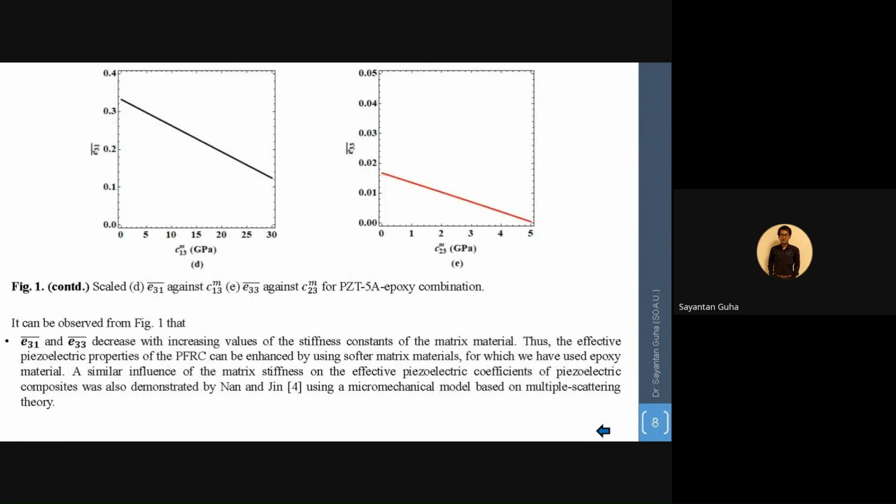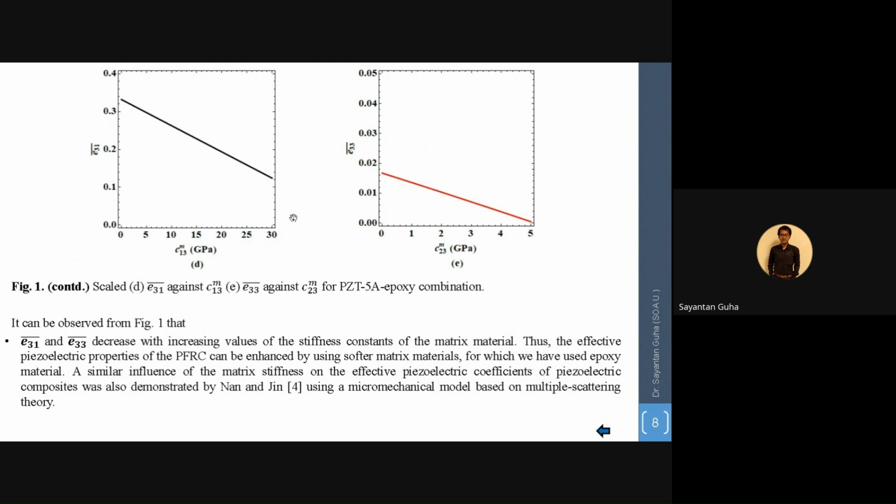Lastly, here we see why we have chosen epoxy as the matrix material. So calculations reveal that as the magnitudes of the stiffness constants of the matrix material keep increasing, E31 bar and E33 bar keep decreasing. But we want higher values of piezoelectric constants, not lower ones, and higher values are obtained when low magnitudes of stiffness constants of matrix material are chosen.